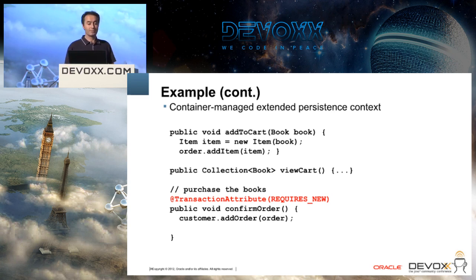And then, when they finally want to buy their order, so they've got their books in their shopping cart, and all the items are attached to the order, on that particular method, confirm order, we put a requires new. So we force a transaction to be begun. And because we have a persistence context, it's extended, but it's synchronized, because of the transaction, we're going to commit this to disk. So it's going to go for us.